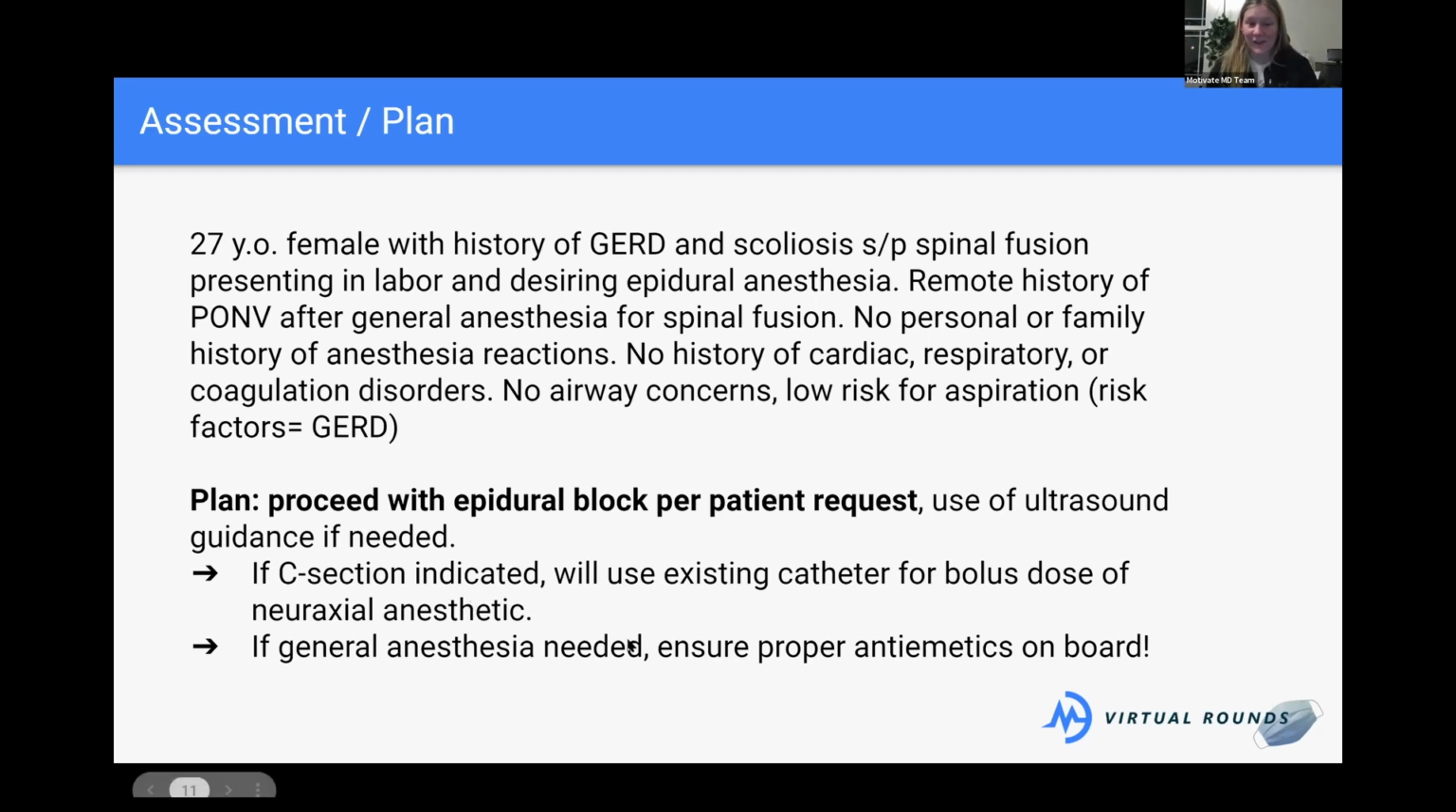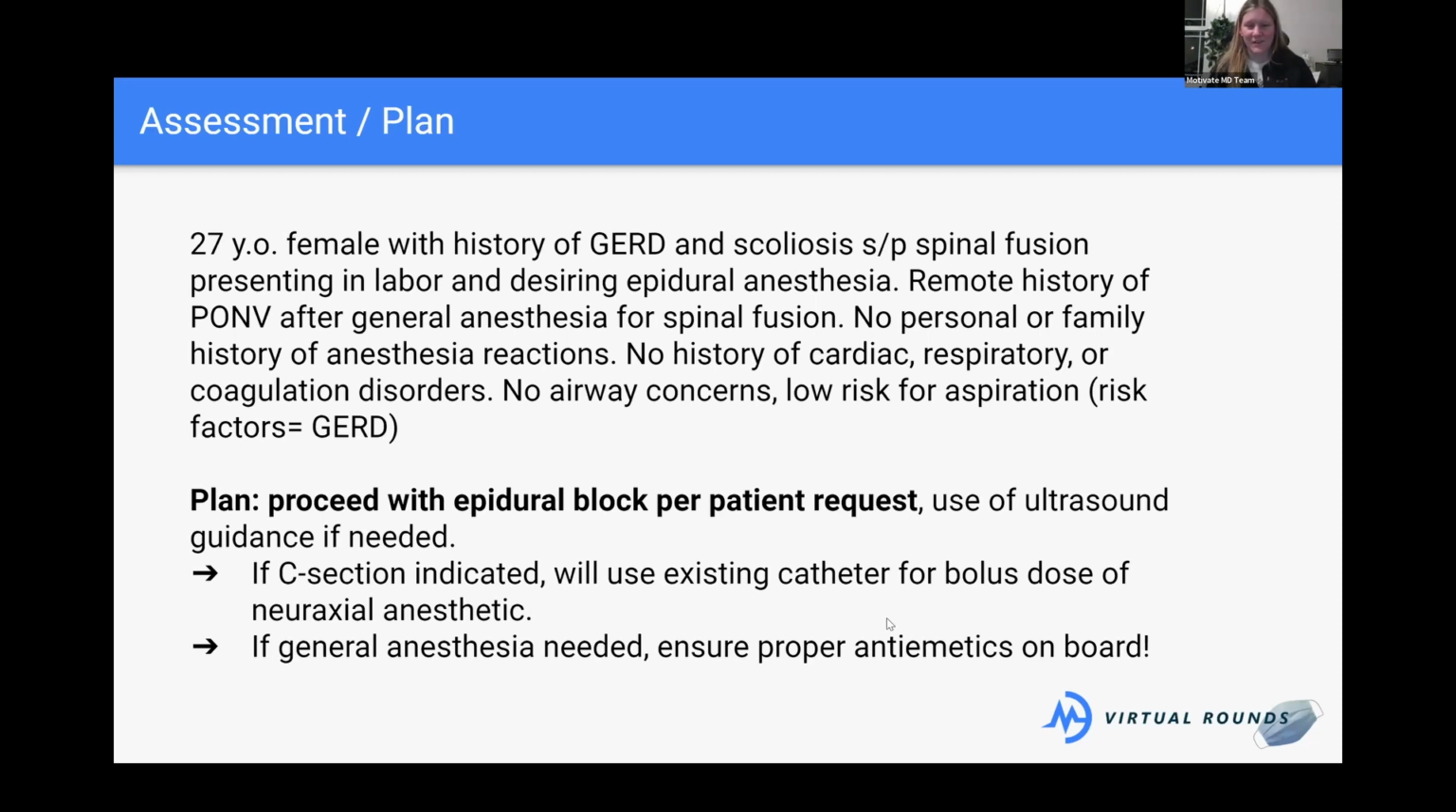And then if general anesthesia was needed, we would ensure that we have proper antiemetics, which is anti-nausea medicine, on board, because we know she's in the past had nausea and vomiting after general. So again, the plan is not to give her a C-section. The plan is not to give her general anesthesia. These are just worst case scenarios at this point.